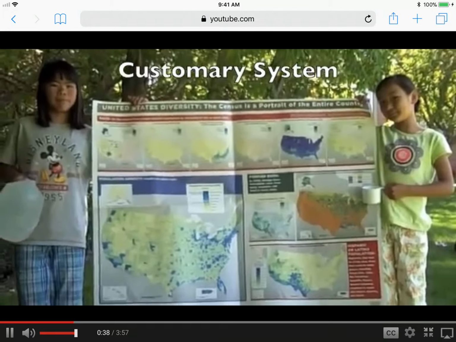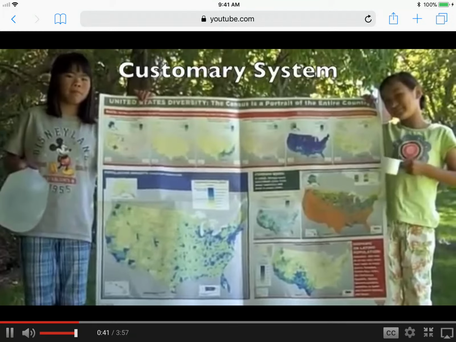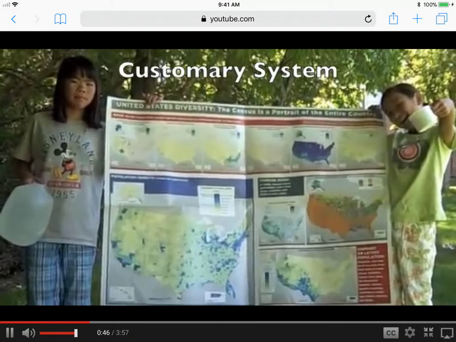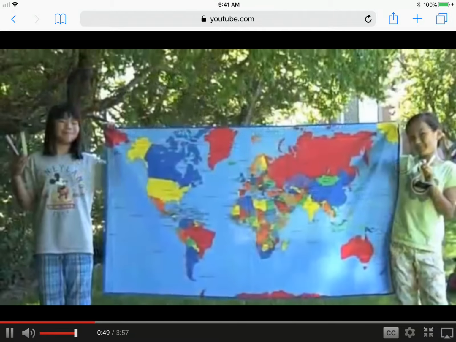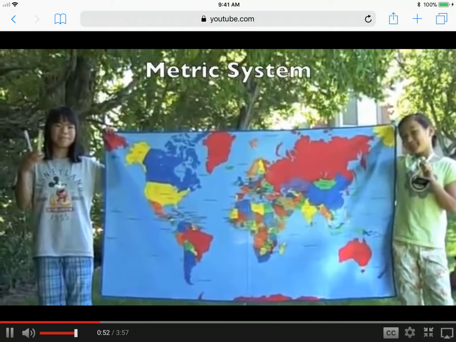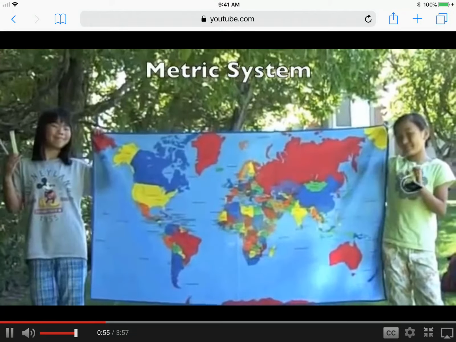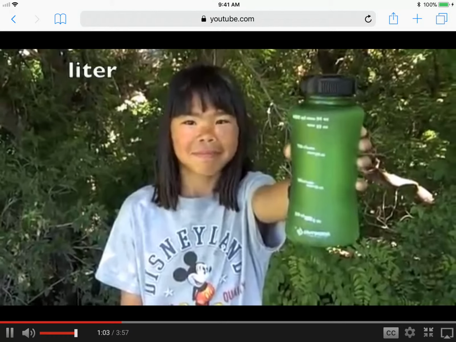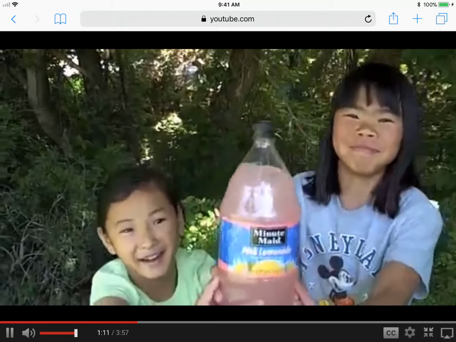Here in the United States, we measure capacity with customary units like teaspoons, cups, pints, quarts, and gallons. However, scientists and most other places in the world use metric units of capacity like the liter and milliliter. A large water bottle like this holds 1 liter of liquid. The most common place you might see liters is when you buy a large bottle of soda, like this. A bottle this size holds 2 liters of soda.